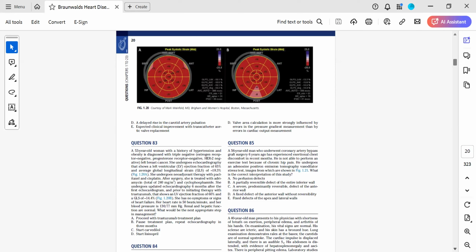Whereas if it's delayed, like we expect in aortic stenosis, we should see a gradual increase, which is the delayed upstroke. So that also makes that option false.